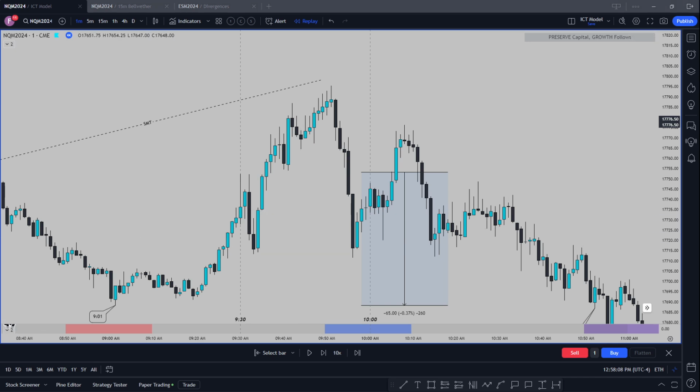Is there a reason for us to trade lower or trade higher? By itself, it means absolutely nothing, right? A fair value gap by itself means absolutely nothing. Stop runs mean nothing by itself. It all has to be placed in context of higher time frame and lower time frame.